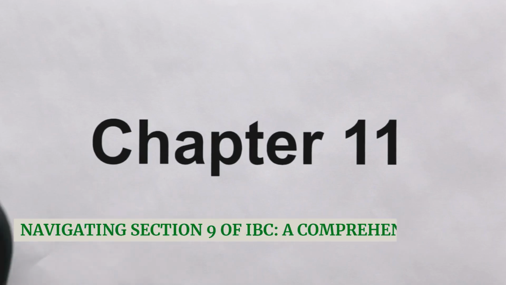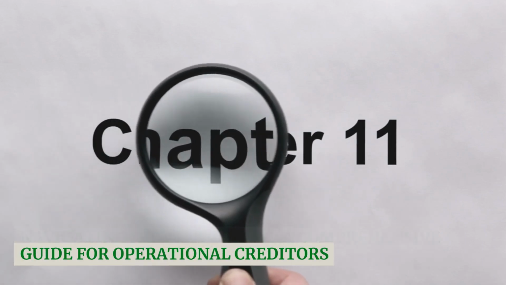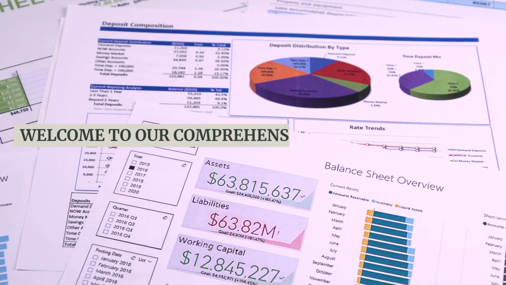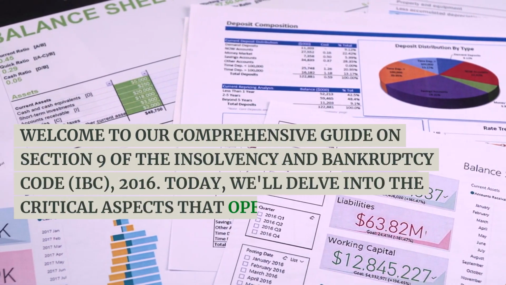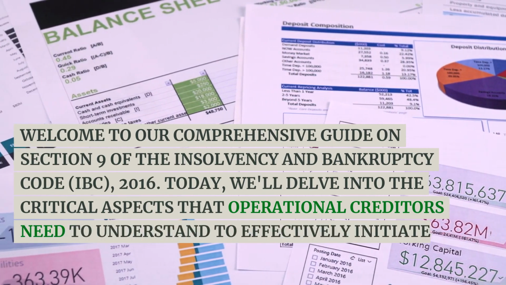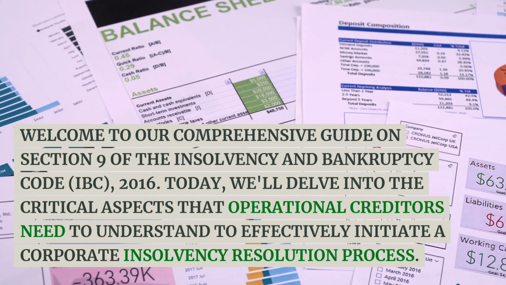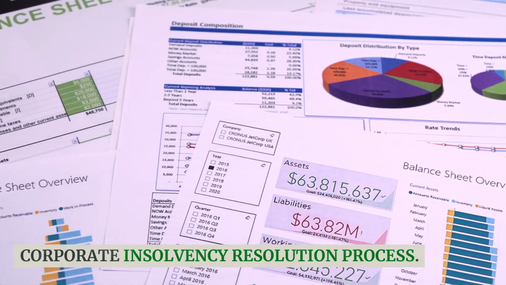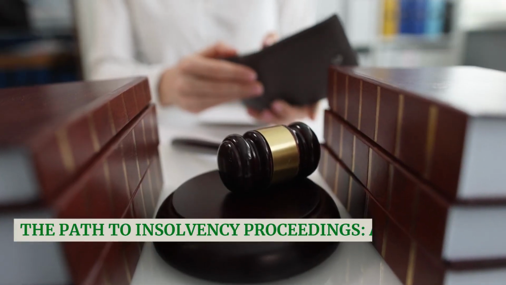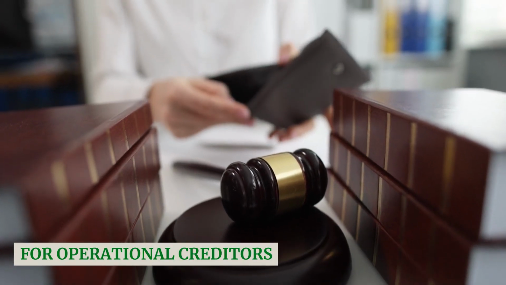Navigating Section 9 of IBC, a comprehensive guide for operational creditors. Welcome to our comprehensive guide on Section 9 of the Insolvency and Bankruptcy Code, IBC, 2016. Today, we'll delve into the critical aspects that operational creditors need to understand to effectively initiate a corporate insolvency resolution process. The Path to Insolvency Proceedings, a guide for operational creditors.